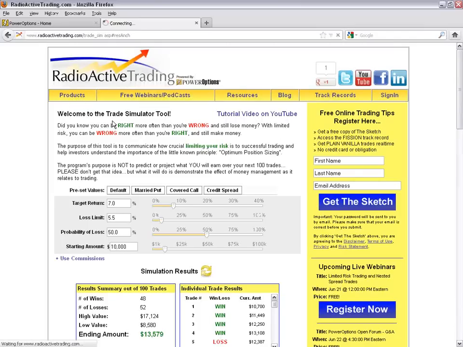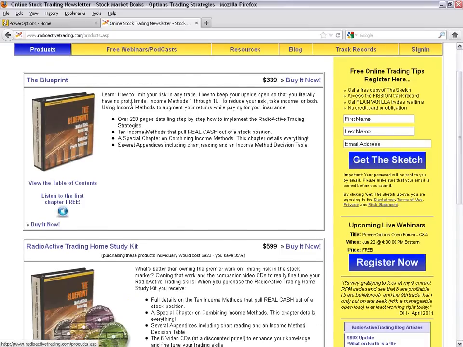Okay, so let's go over to the products page here with RadioActiveTrading.com. I'm going to click on the products page. On the products page, you can view the table of contents for the blueprint as well. And there's also a link here where you can listen to the first chapter, sort of Kurt's history, before you buy the materials, and read through the table of contents. It's not shown here, but if you pick up the blueprint, we'll make sure you get those bonuses I just discussed.